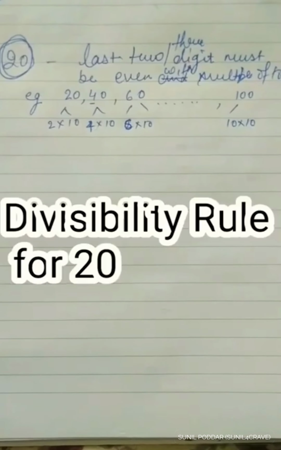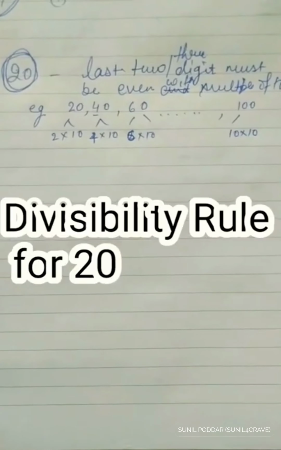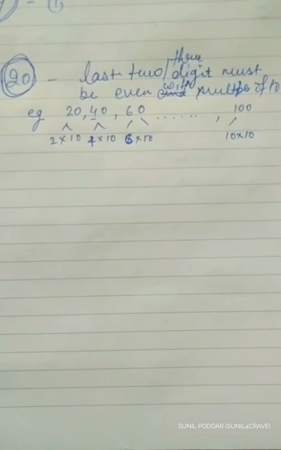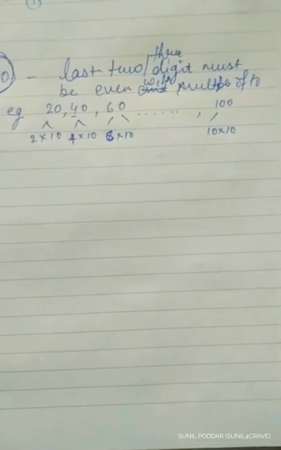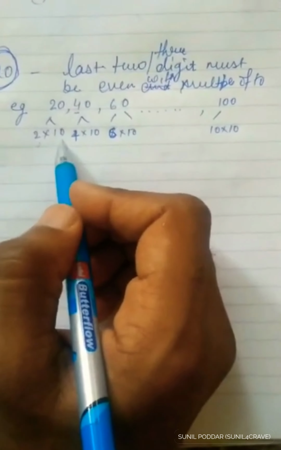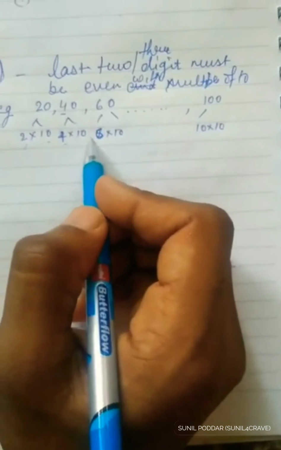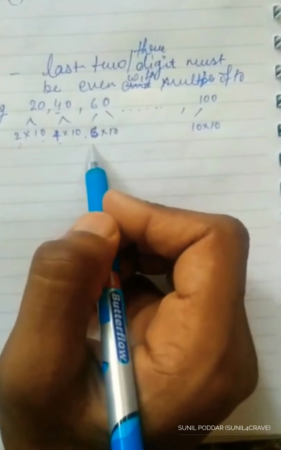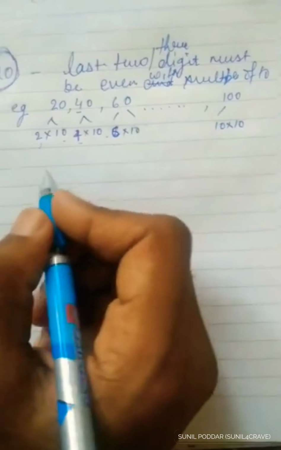Last but not the least of the video, the divisibility rule for 20. The last 2 digits must be an even number and a multiple of 10. Like 20, that is an even number and a multiple of 10. 40, even number 4 and multiple of 10. 60, 6 is an even number and a multiple of 10, and it goes like that.